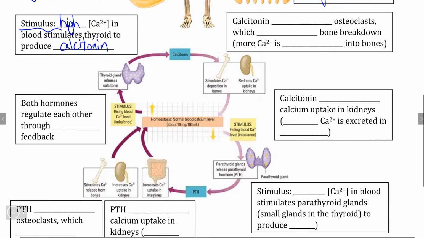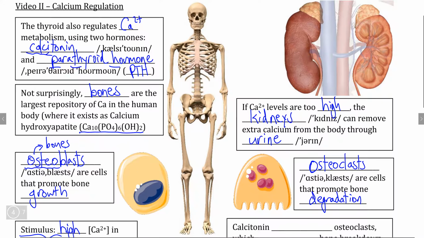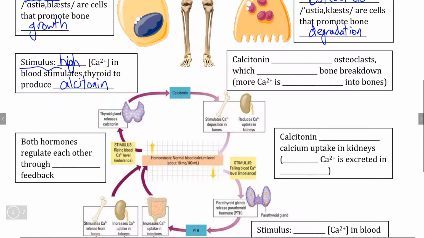What calcitonin does when it migrates from the thyroid gland to the bones in the body is that it inhibits the function of osteoclasts, which are, again, the cells that are used in bone degradation, which means that the inhibition of osteoclasts therefore suppresses bone breakdown and allows more calcium ions to be absorbed from the blood into bones.